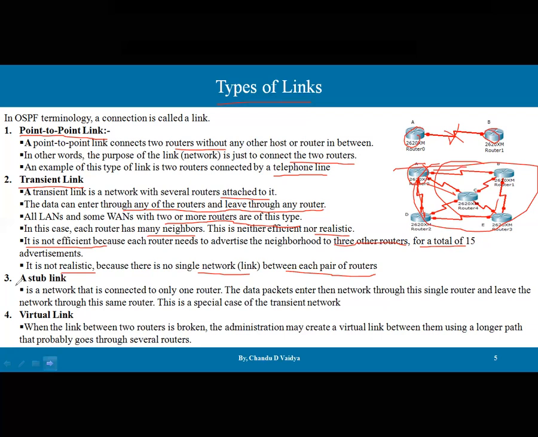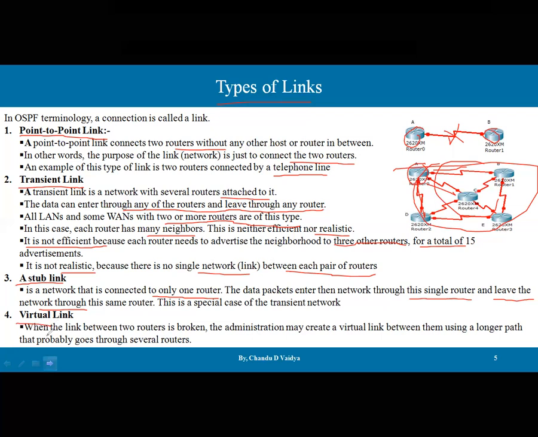There is a third link, what is it? Stub link. In this OSPF network, it is connected to only one router. There is only one router, and that one router is responsible for data packets entering the network through this single router and leaving through it. It means one router is responsible for receiving the input and sending the output on the outbound port. So this is the stub link.